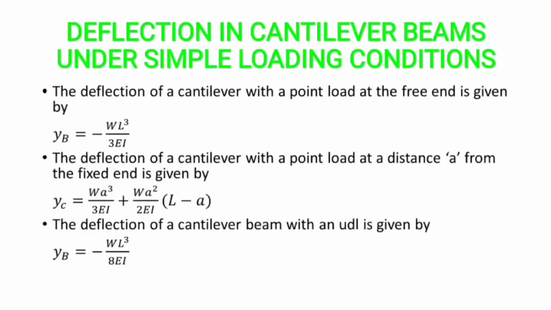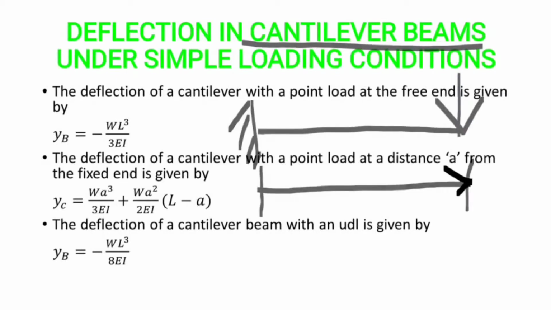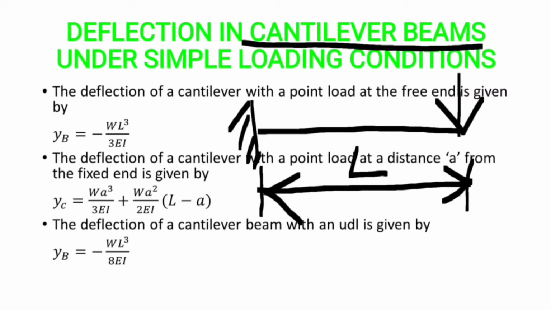Next we move to the cantilever beam cases. In the first case, it is the cantilever beam. The point load acts at the free end. The distance between the free end and the fixed end is L. Then the deflection is given by WL cube by 3 EI is the formula.